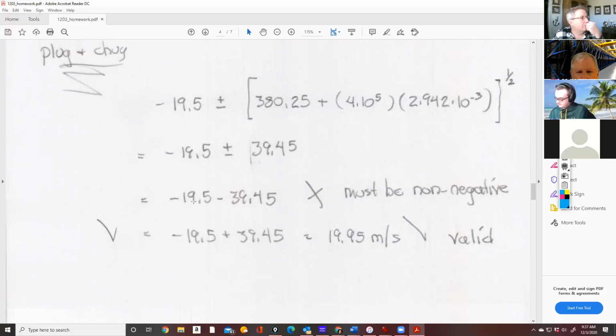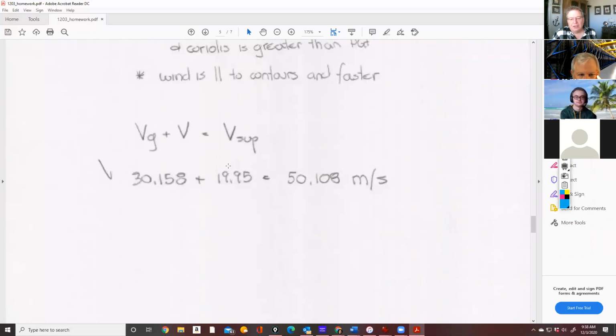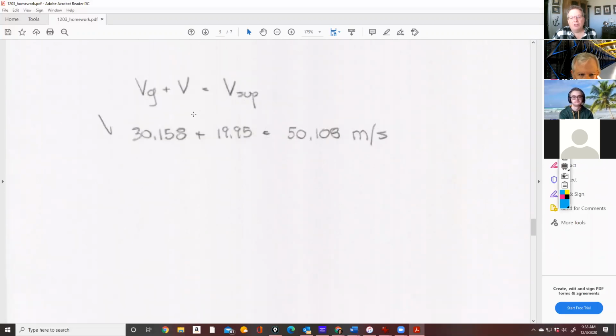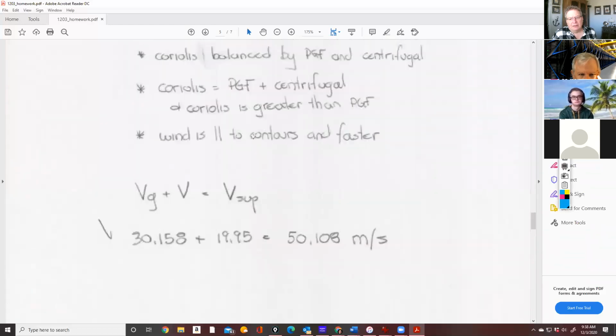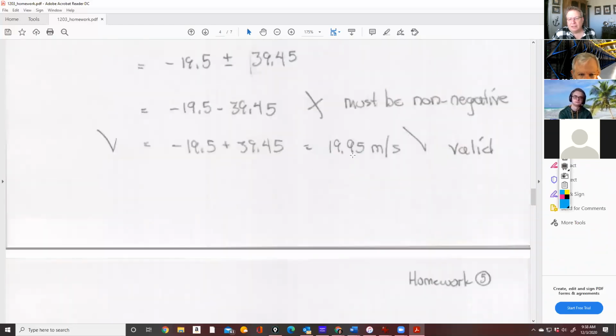Well, okay, question. If it was imaginary, then you could totally discount it, correct? Yes. So an anomalous case means it's still solving the equation. Now, in the super geostrophic, when you do this, you get 30 plus 19.5, 50.108, but they would also be the minus 19.5, right? Wait, no. You can't do that. It's not symmetric. It's a different answer.